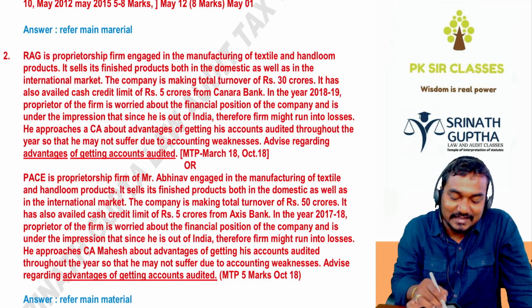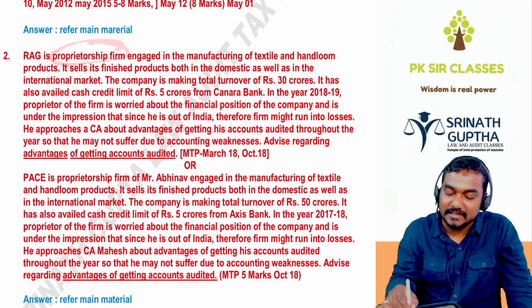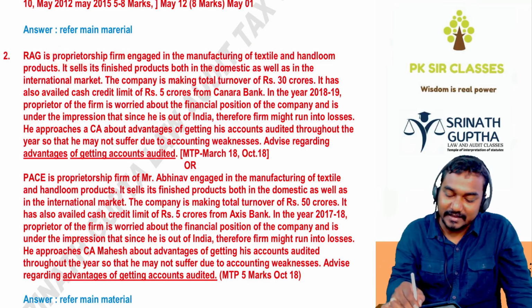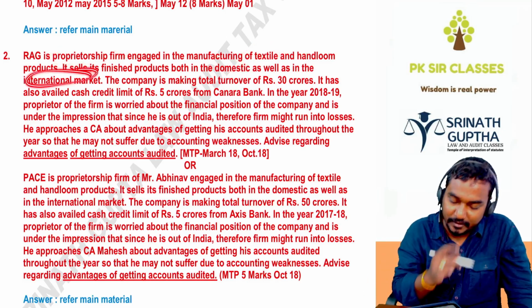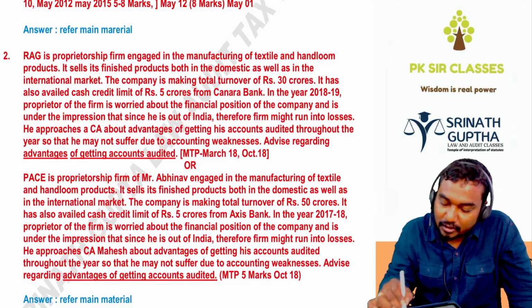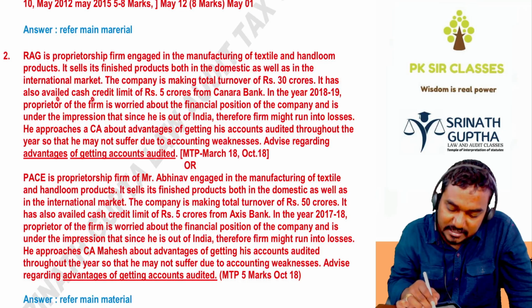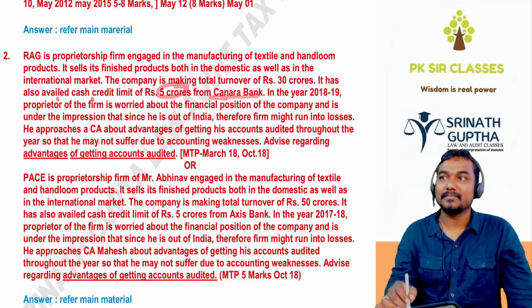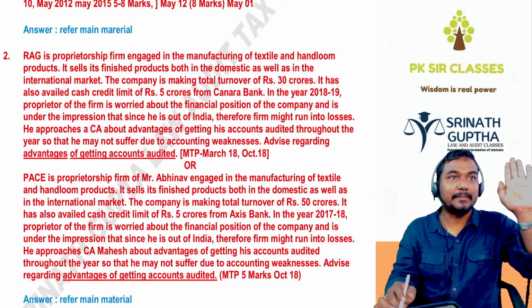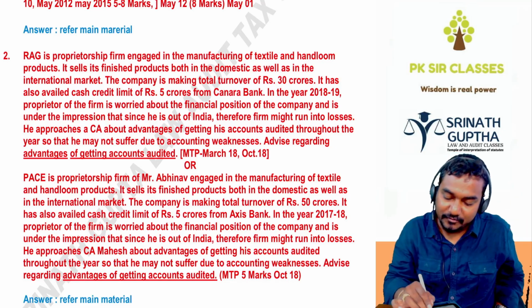So there was a sole trader, he manufactured the cloth, he sells that cloth in India as well as in foreign countries. The company is making a turnover of 30 crores. It has also availed a cash credit of 5 crores from the bank. So turnover how much, beta? 30 crores. Loan how much? 5 crores.